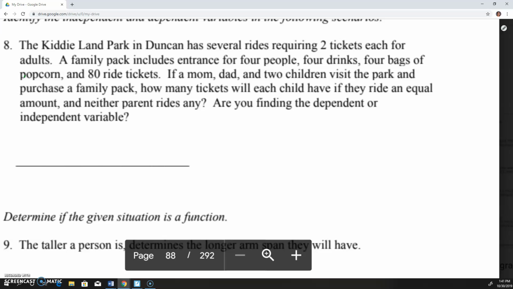Are you finding the dependent or independent variables? So, what's not changing? What's there and it's not going to change? The family pack is not changing, is it? What does the family pack include that it's asking us to find? The tickets. Right. So your independent would be your 80 ride tickets, right? Or you could just put ride tickets.